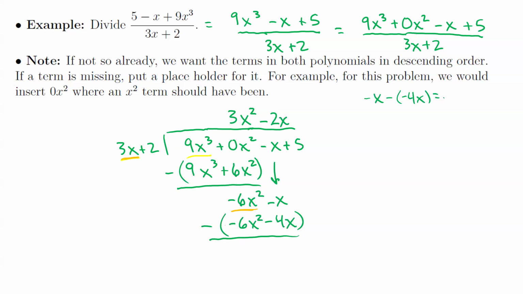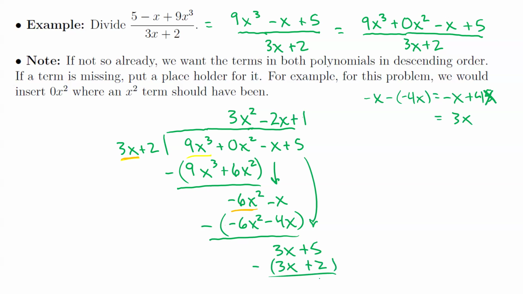Again, never hurts to do a little scratch work on the side to make sure you get this right. Oops, that's an x, sorry. So 3x, that's what I get here. Drop the 5, and then 3x times 1, right? That's all I need is a 1, but you need to put that here, right? 1 times 3x is 3x. 1 times 2 is 2. So we can subtract that off, get a remainder of 3.